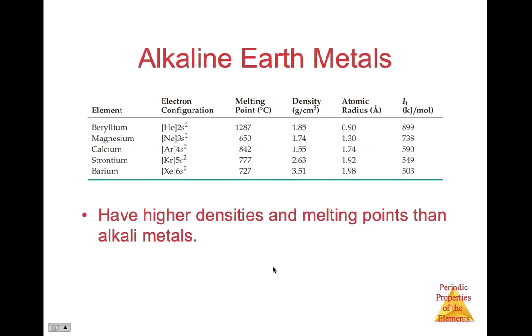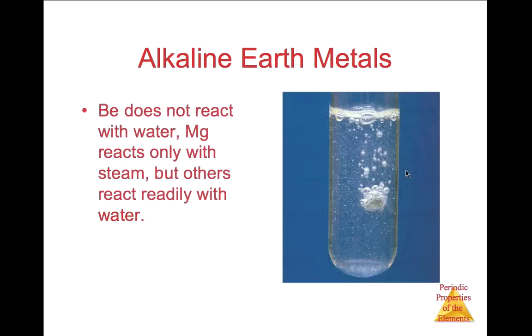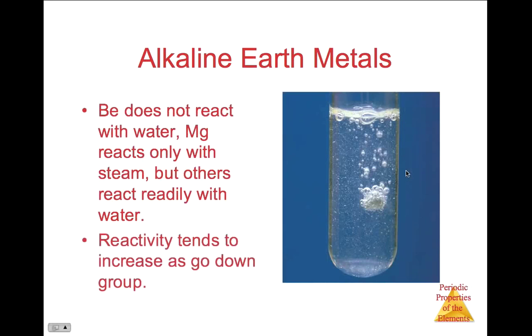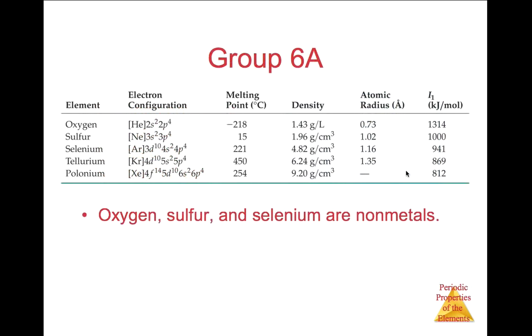Alkaline earth metals have higher densities and higher melting points than alkali metals. They also have low ionization energies, but not as low as alkali metals. Calcium, strontium, and barium in their metallic form can react with water, but not beryllium or magnesium. The others readily react with water, as I just said. Reactivity tends to increase as you go down a group because the electrons become further away from the nucleus.